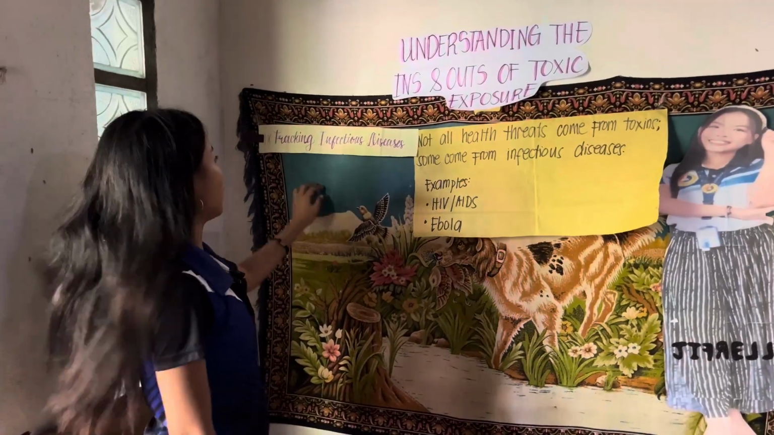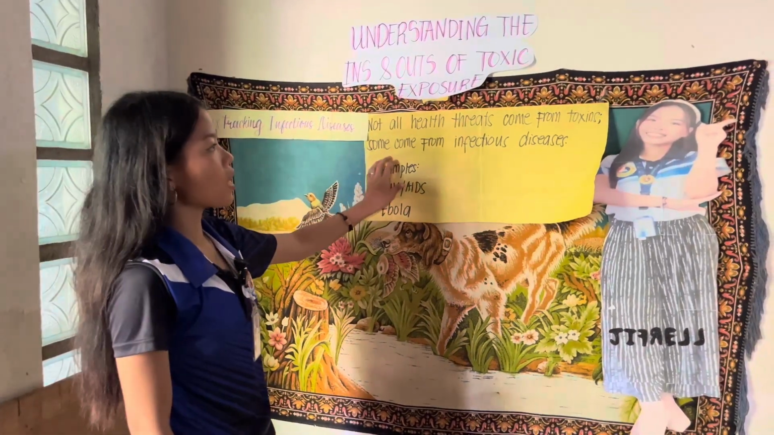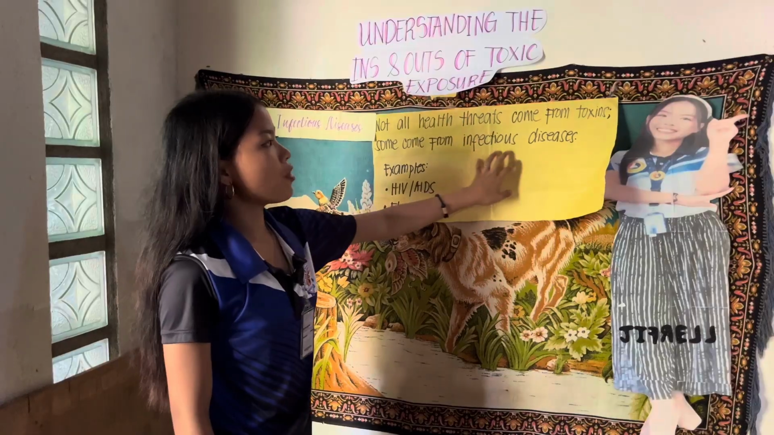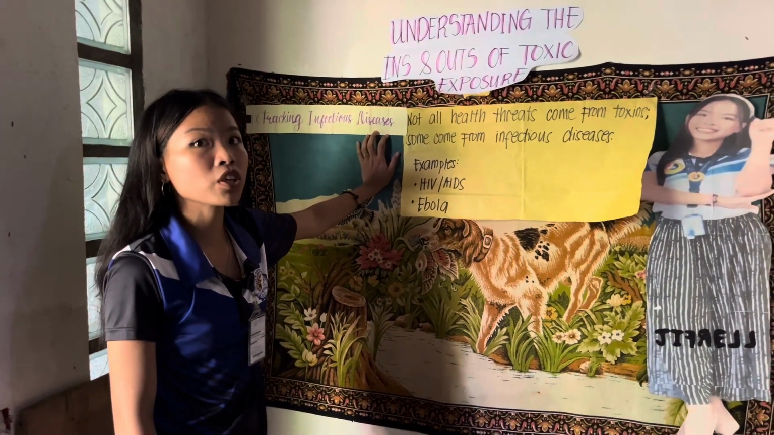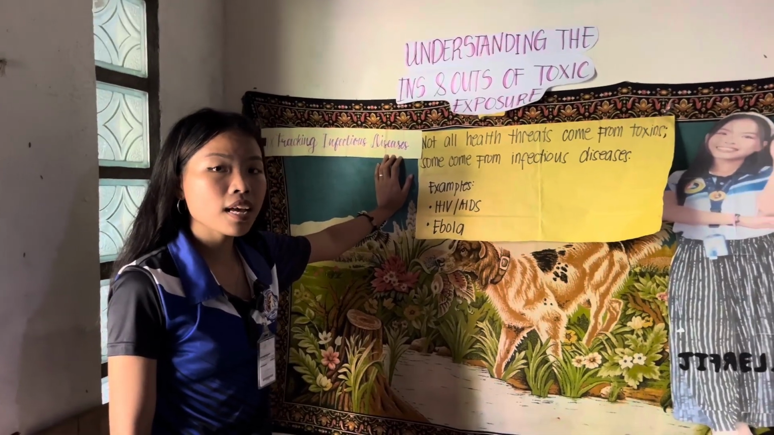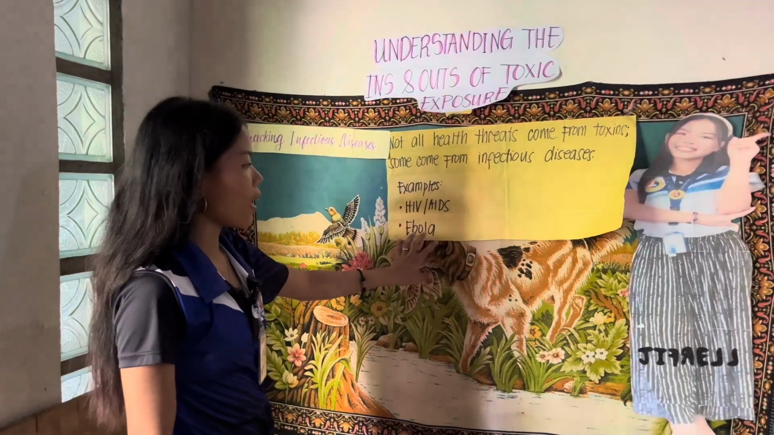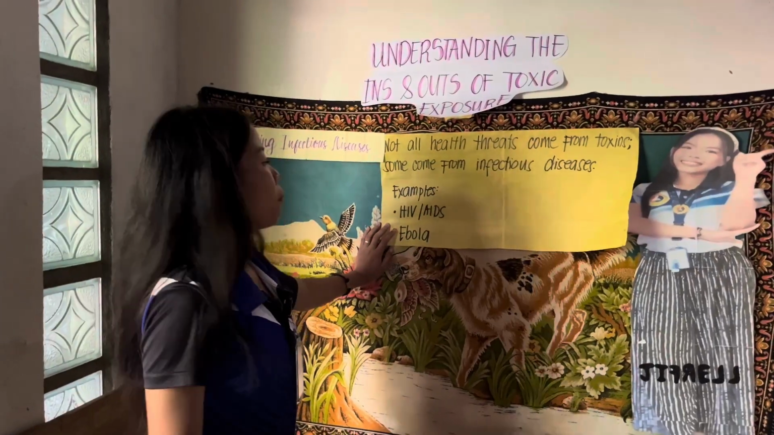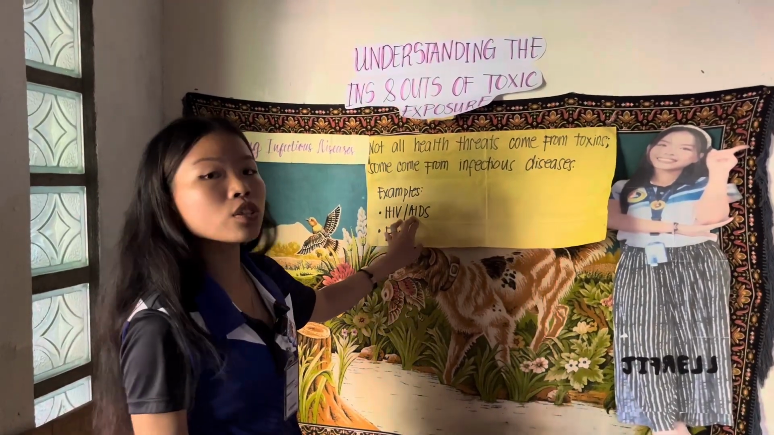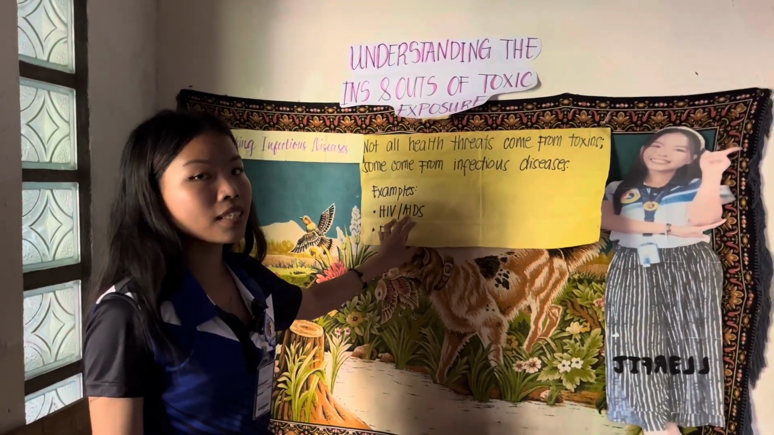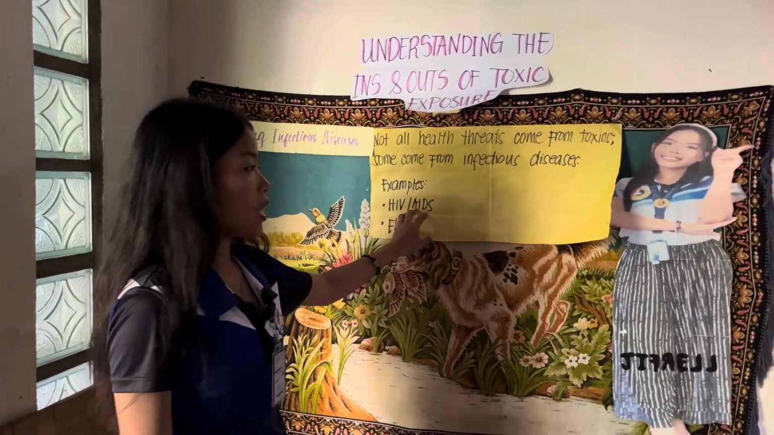So the last one is number 9, tracking infectious diseases. Not all health threats come from toxins. Some come from infectious diseases. Examples of infectious diseases are those that come from germs like fungi, viruses, and many others. Examples are HIV, AIDS, and Ebola. HIV is the human immunodeficiency virus and AIDS is acquired immunodeficiency syndrome. AIDS is the most severe stage of HIV infection in humans.